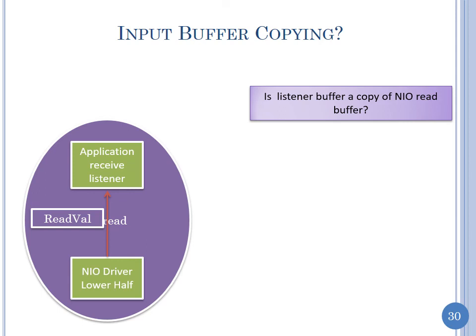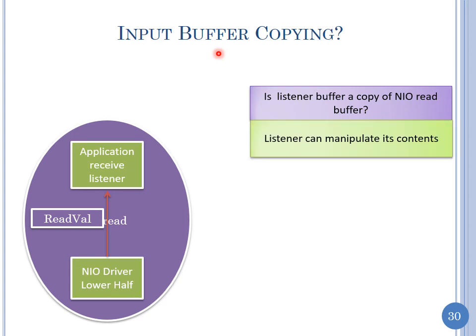When the NIO manager gets data, it gets data in some buffer it used to read the data, and then it provides the application layer with a buffer that contains the data. And that buffer can be the same as the buffer into which it read data, or it can be a copy. Okay. So the question is, what are the pros and cons of making this decision?